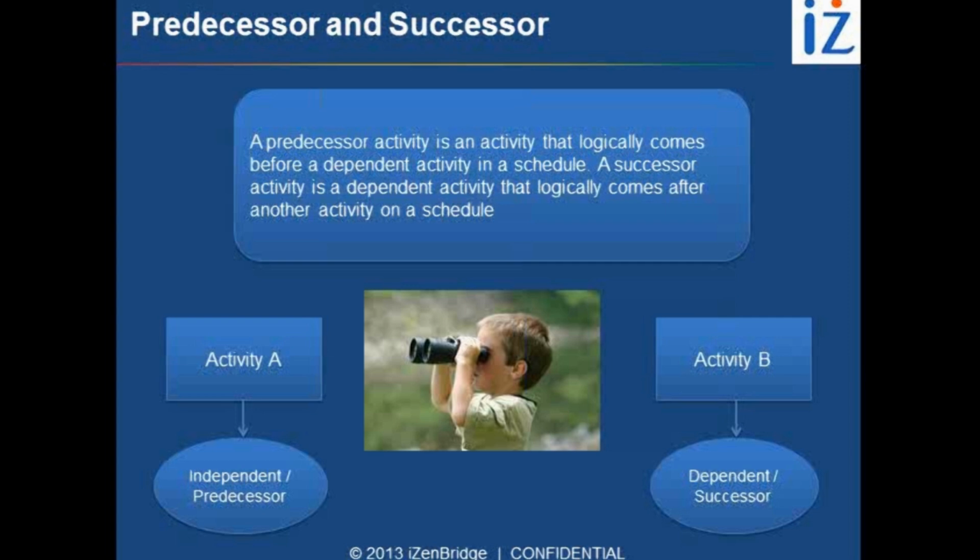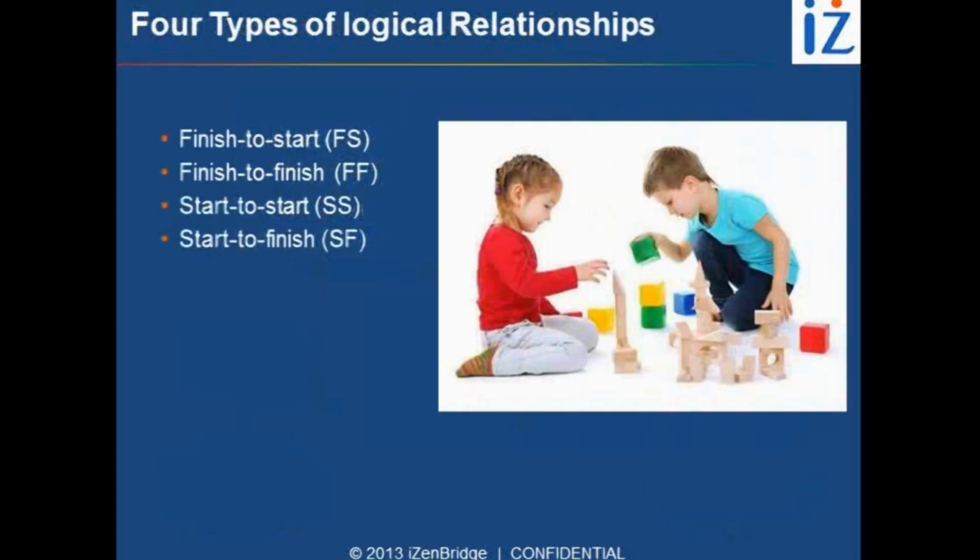So the same thing I am trying to explain: activity A is the predecessor, it is independent, and activity B is dependent, it is the successor, and it is watching activity A. Now, in this watching, activity B is dependent on activity A. There could be four types of relationship. These relationships are defined as finish to start, finish to finish, start to start, and start to finish. And these four relationships are the agenda item for today's webinar.